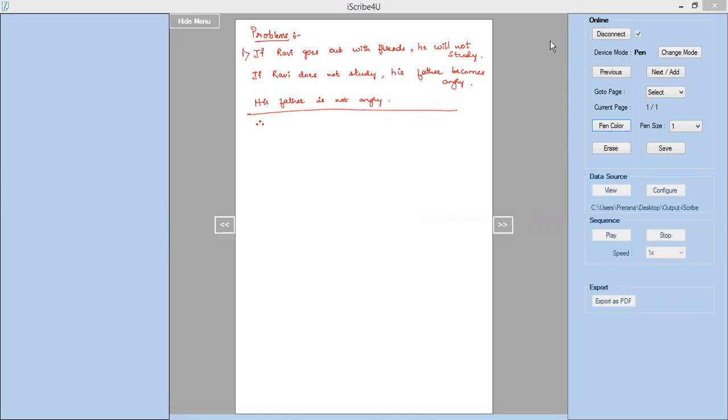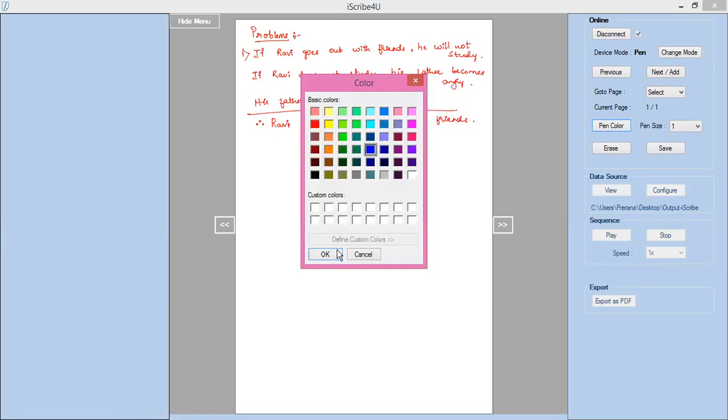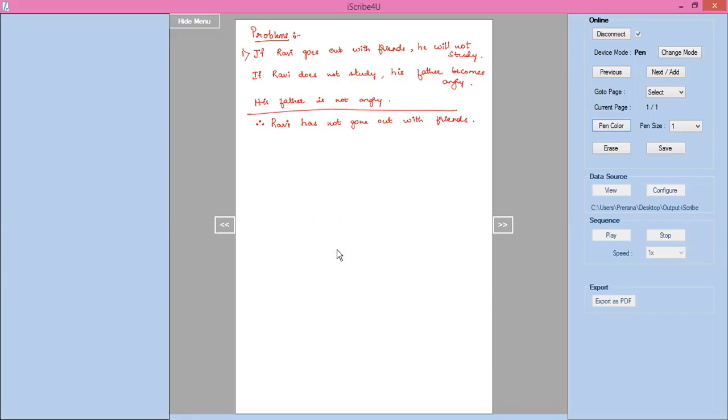Therefore, you can put a line and write down, therefore, Ravi has not gone out with friends. So we have to prove whether this is a valid argument or not. So let us see the solution for the same.